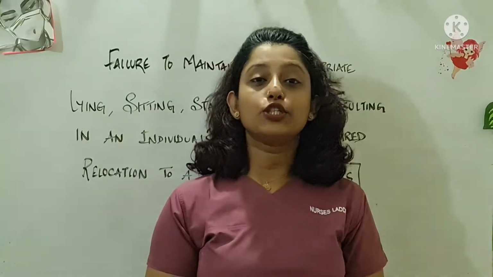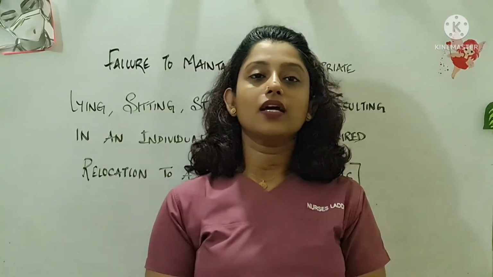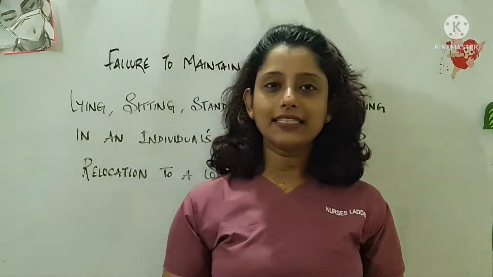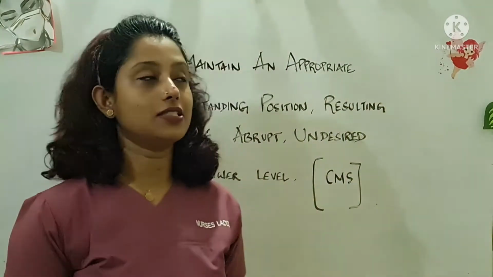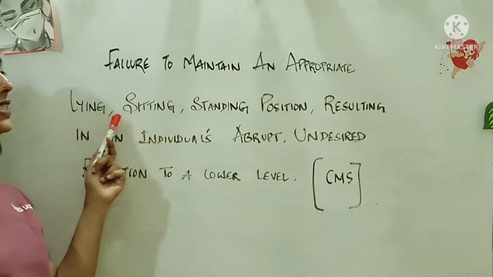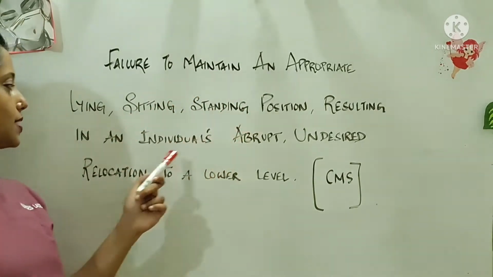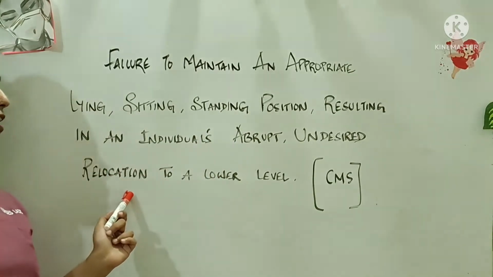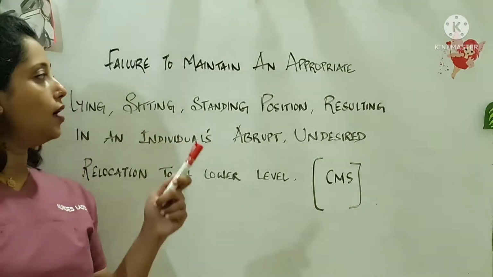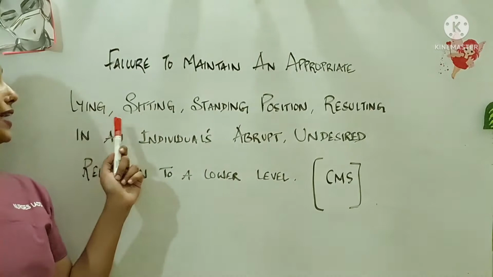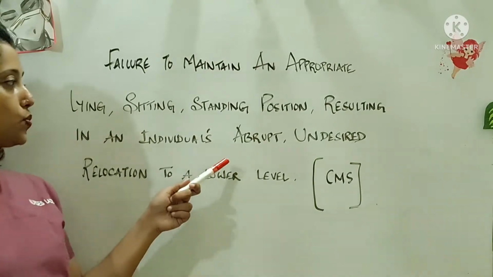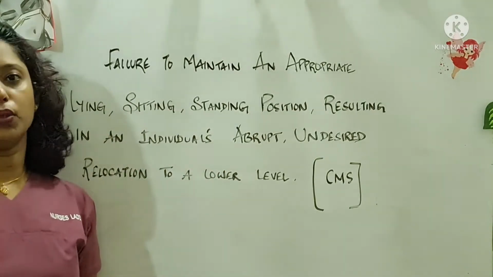Dear friends, before moving into the details of this video, I would like to mention the definition of patient fall. According to the Center for Medicaid and Medicare Services, patient fall is defined as failure to maintain an appropriate lying, sitting, standing position resulting in an individual's abrupt, undesired relocation to a lower level. So if a patient is unable to maintain appropriate sitting, lying or standing position, which may result in the individual having a relocation to a lower level.